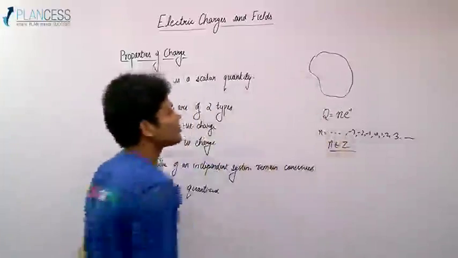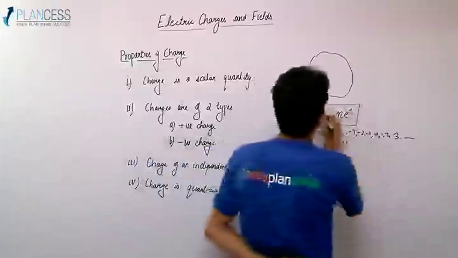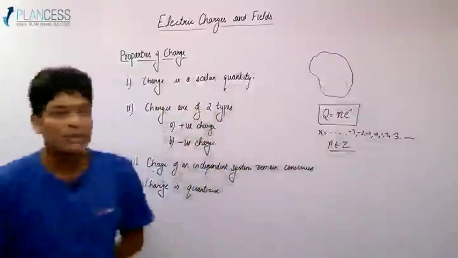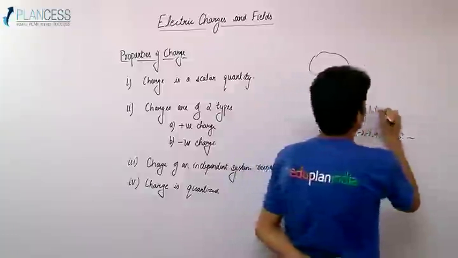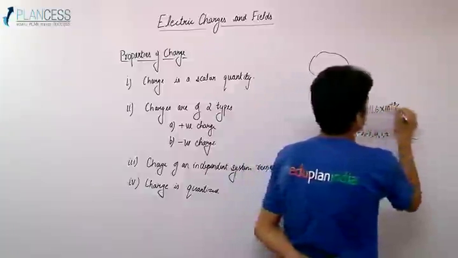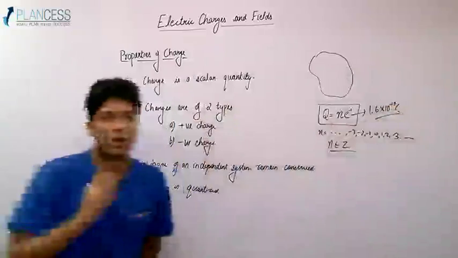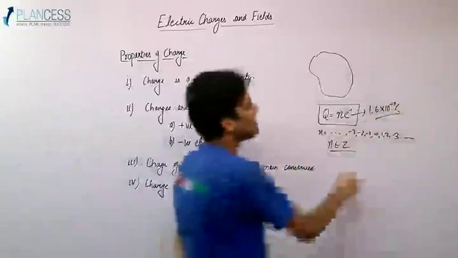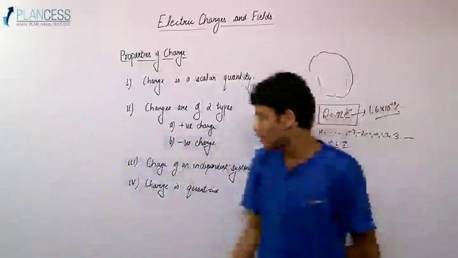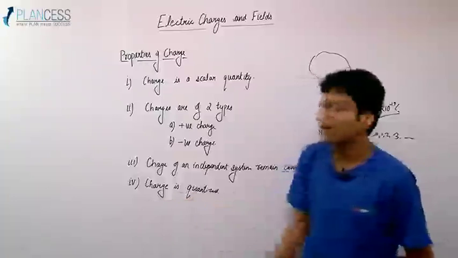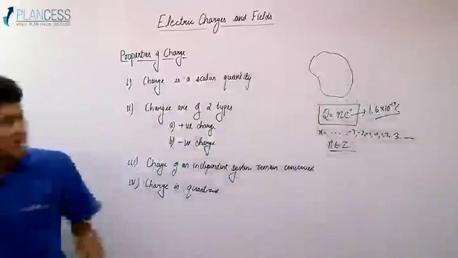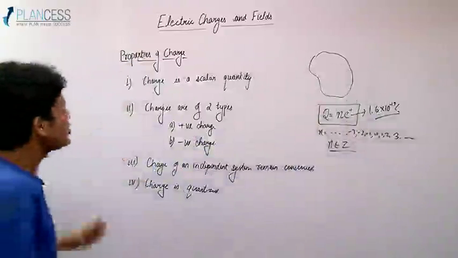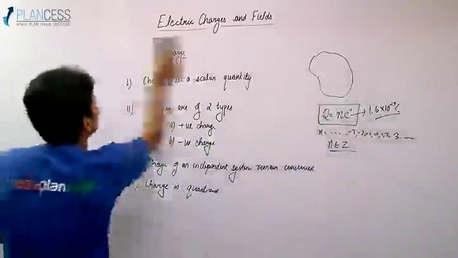So q is equal to ne. That is, the charge on a body can only be an integral multiple of e, which has a charge of 1.6 times 10 to the power minus 19 coulomb. So charge on a body can only be an integral multiple of this quantity, and that is the statement of the property that charge is quantized. So these are the four major properties of charge.